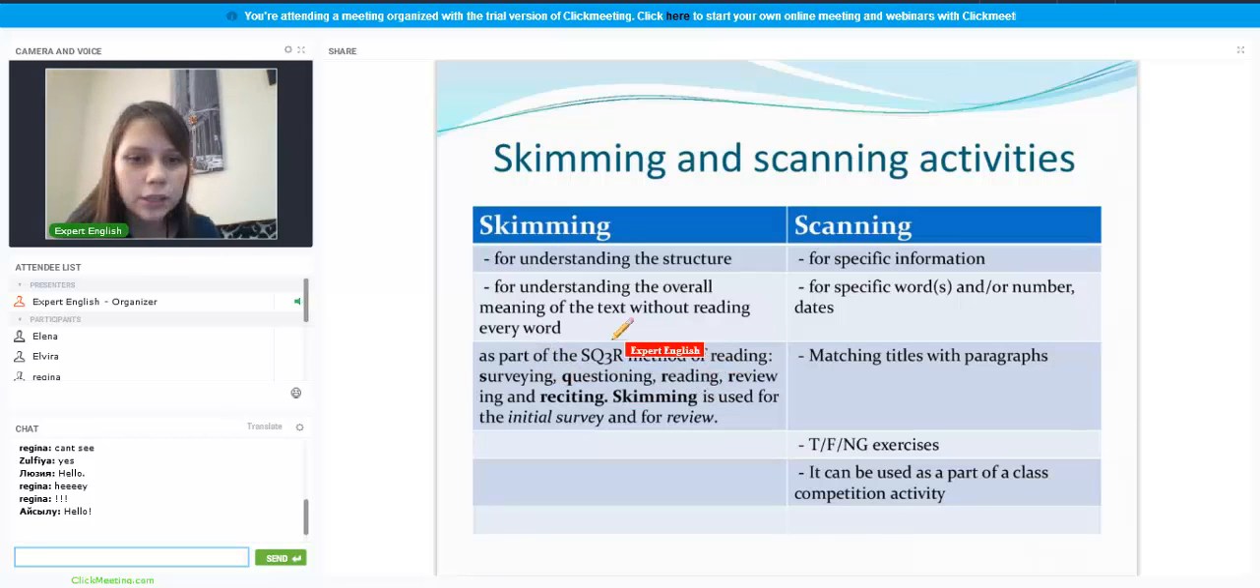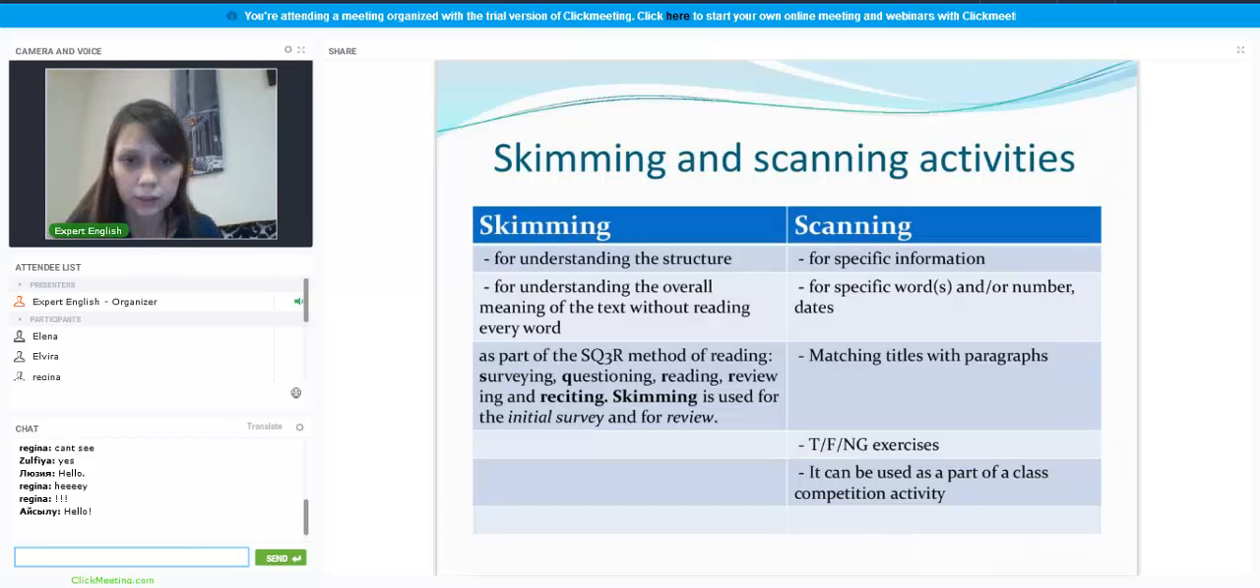It is called SQRR method of reading. It is survey, questioning, reading, reviewing, and reciting. And skimming here is used for the initial survey and for review. This is a kind of new approach to reading, which can be used in making different projects, in making group projects. As for scanning, it is used as a second step in dealing with big texts.